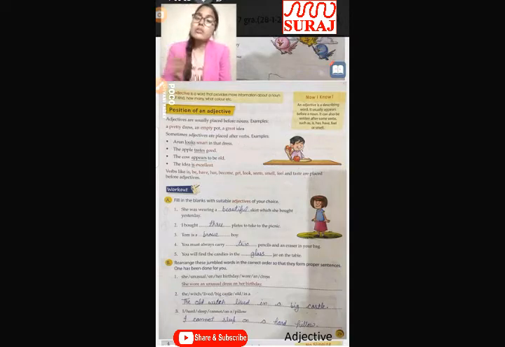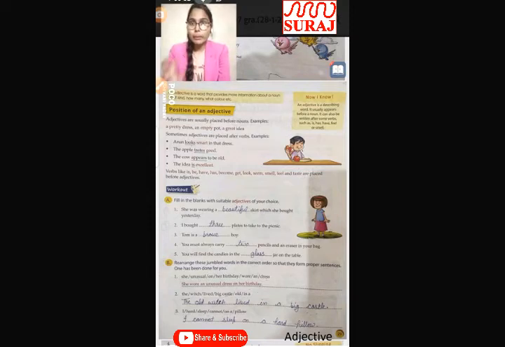Arun looks smart. How does he look? Smart. So what is smart here? Smart is your adjective. It is telling about the noun, about your Arun. Arun is looking smart. Done. Next one is the apple tastes good. Again the same, I am telling here about the apple.